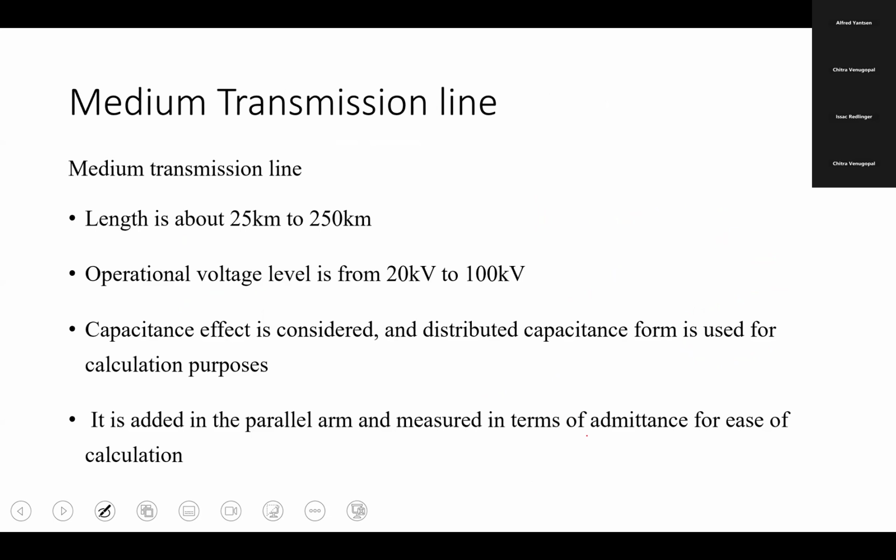Right. So next is medium transmission line. Medium transmission line can be defined in terms of the kilometers, or in terms of the voltage. It can be a transmission line or distribution line. In that case, you have to consider the capacitance. When you consider the capacitance, there are two types of analysis. One is T network analysis, another is pi network analysis. What is T?